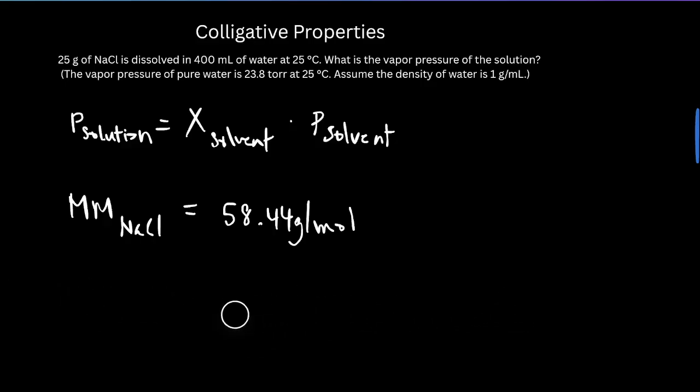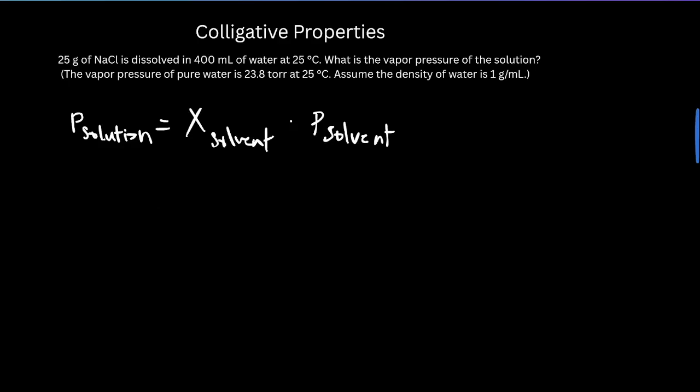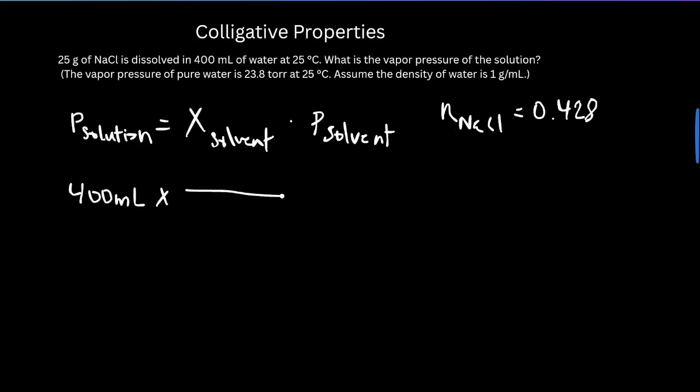I'm going to clear up some space, and let's just write that over here. Our moles of NaCl is equal to 0.428. Now what about water? We're told that we have 400 milliliters of water, and so we need to first go from this volume to a mass, and then we can use the molar mass of water in order to find our moles. We know the density of water to be 1 gram per milliliter. Canceling out milliliters gives us 400 grams of water.